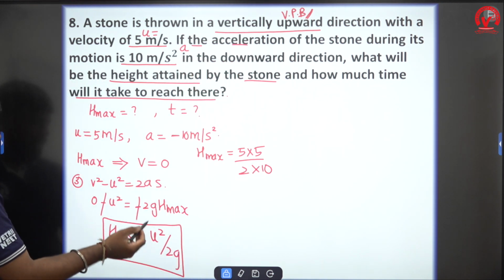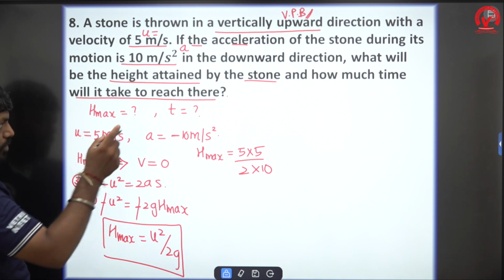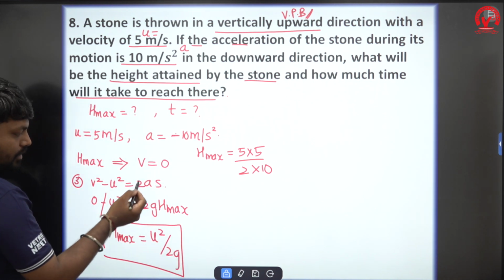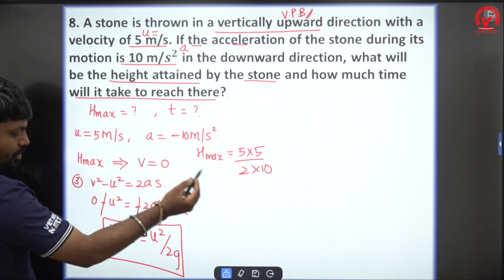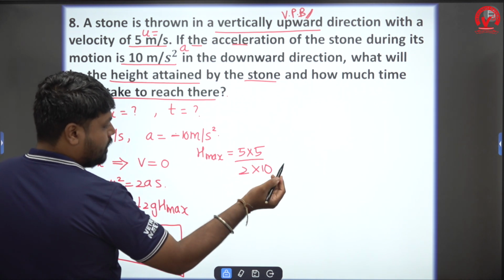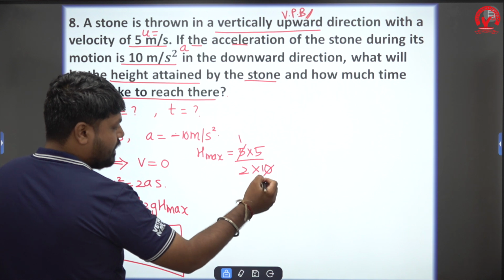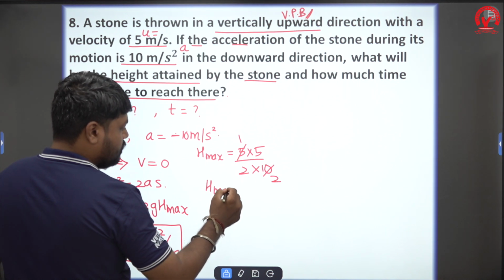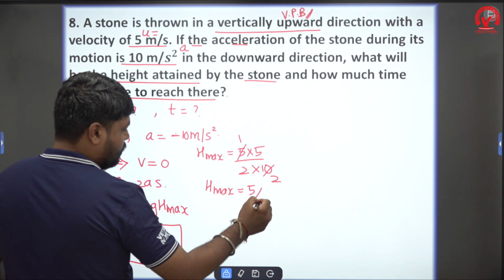Okay, so the minus here itself I have cancelled, so don't put the minus again. Here itself I have put the minus, a is equal to minus, so don't put minus again here. And then 1, and here it is 2, so h max is equal to 5 by 4.